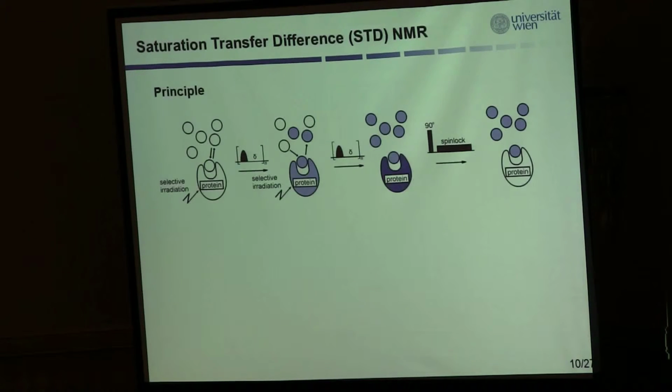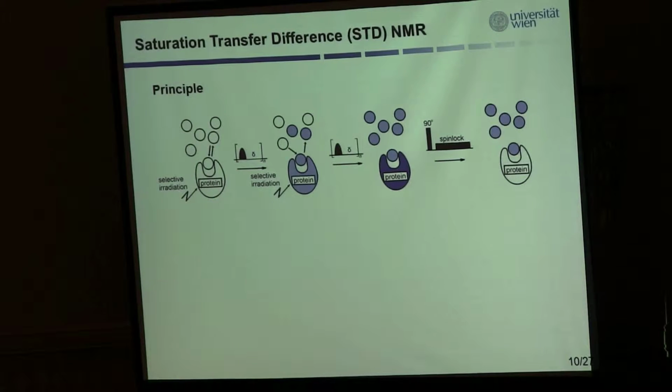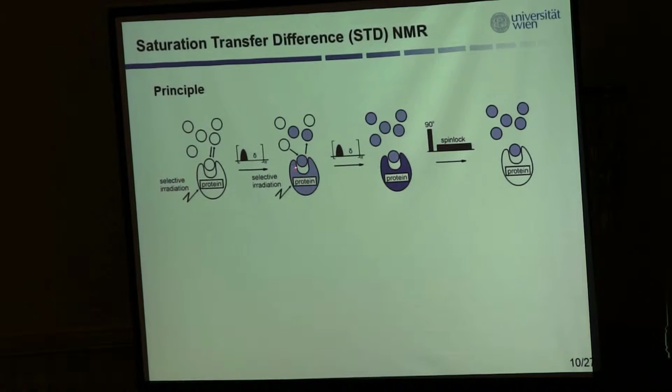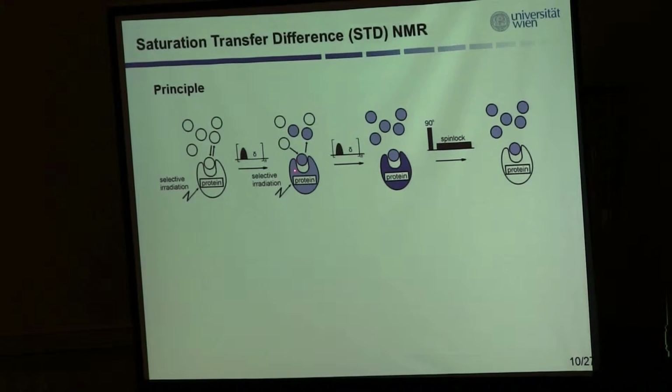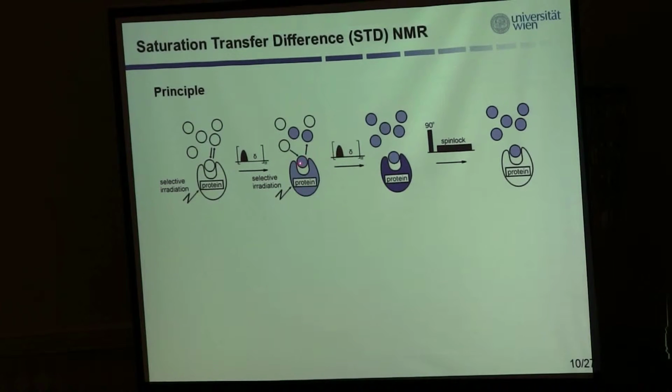The other technique is saturation transfer difference NMR. Here we irradiate the protein over about 2 seconds on a certain frequency. Then spin diffusion through the whole protein leads to magnetization of all protons in it, and we have here an NOE, a dipole-dipole interaction, which then moves magnetization to all ligands which are bound during this time of 2 seconds.